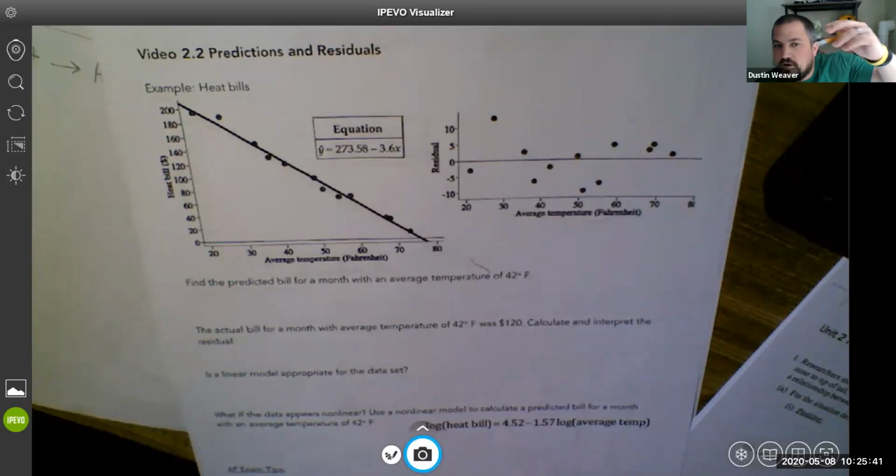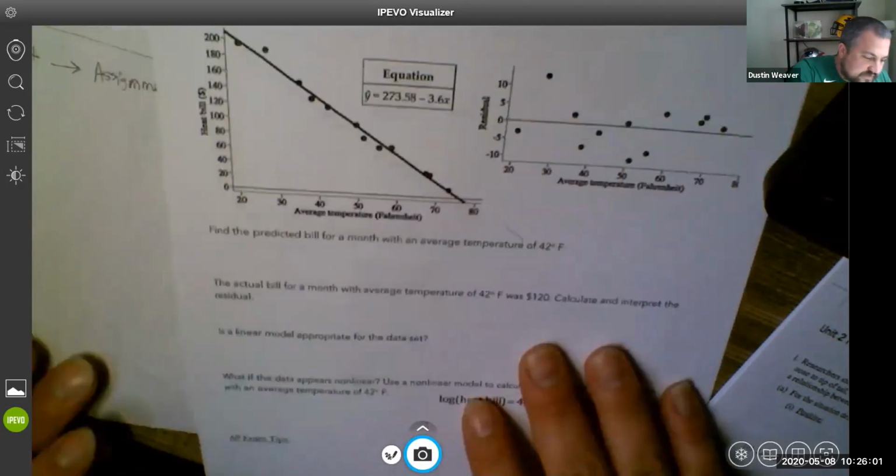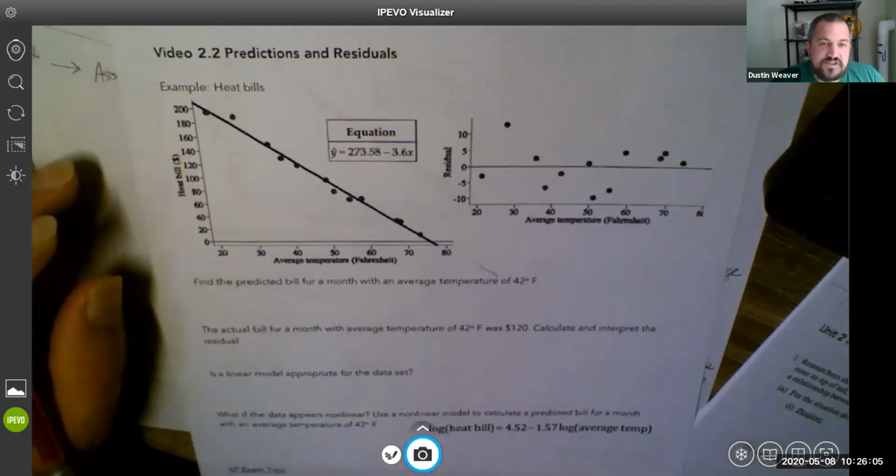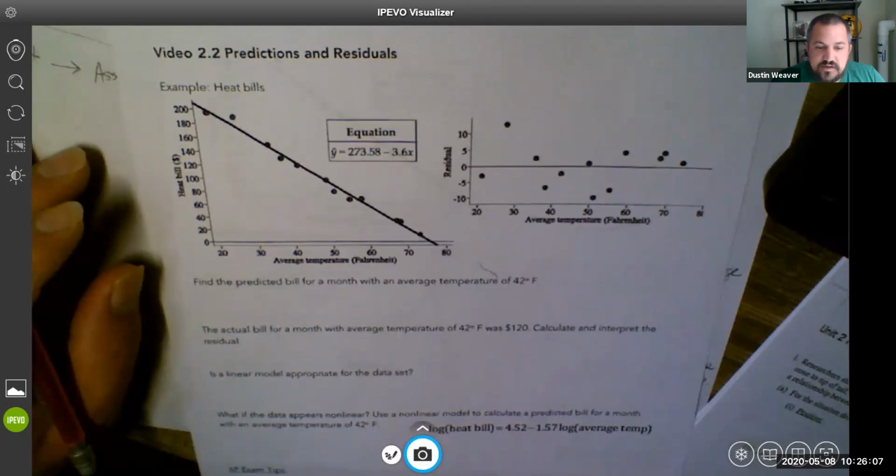If all your observed y's are above what was predicted, then you need to change your prediction. If all of your observed y's were below what was predicted, then you need to lower your prediction. But if you have some above and some below and they're kind of scattered, then that means we have a good prediction equation. Okay, so let's go ahead and move to video 2.2, which is predictions and residuals. I'm going to share that with you.